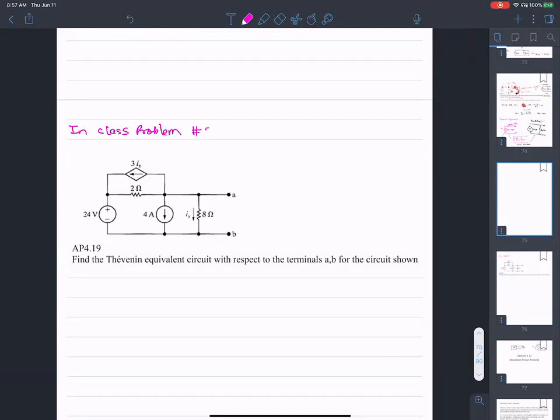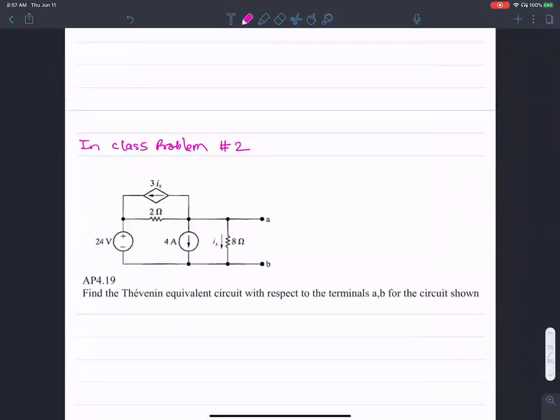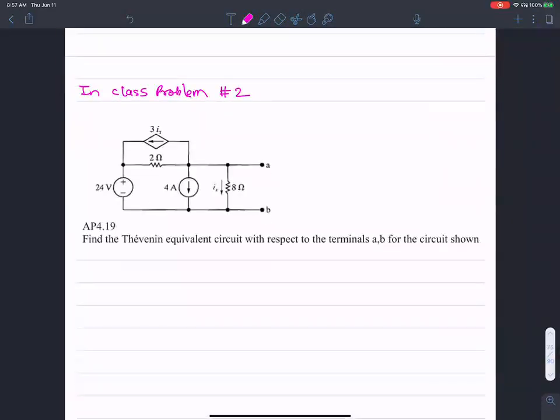Okay. So the question is, how do we find the Thevenin equivalent of the circuit here? Now this guy. The question is, find the Thevenin equivalent of the circuit with respect to terminals A and B.